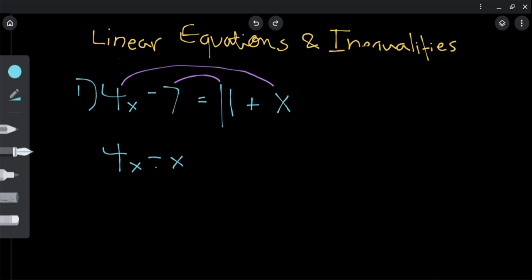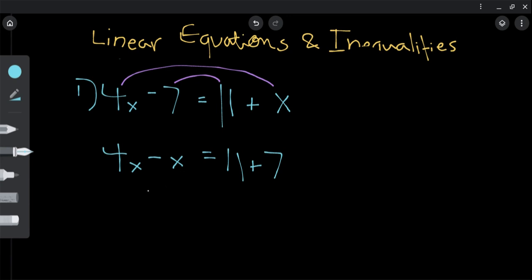So it's 4x minus x equals, we're going to do negative 7 and 11. Because this is negative over here, we're going to make it positive on this side. So 11 stays here, and then we add the 7. Now we have the like terms on the same side of the equal sign. And now we are going to add or subtract the like terms together.